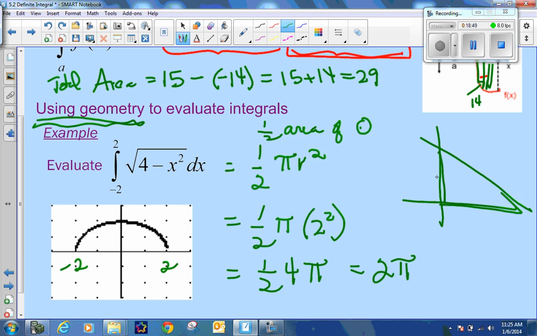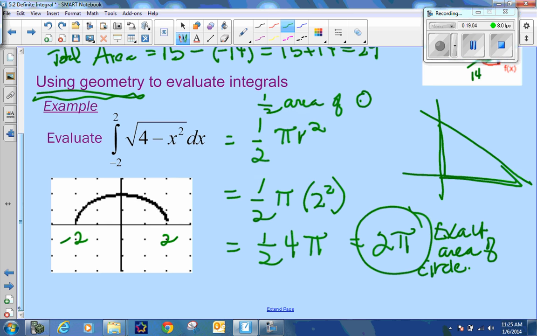So this is the exact area of the circle, and also the exact value of your integral.